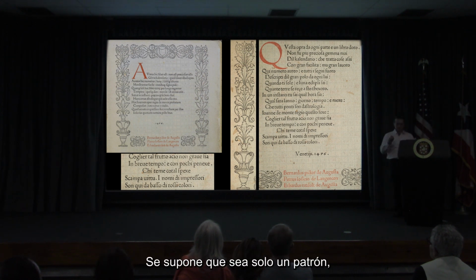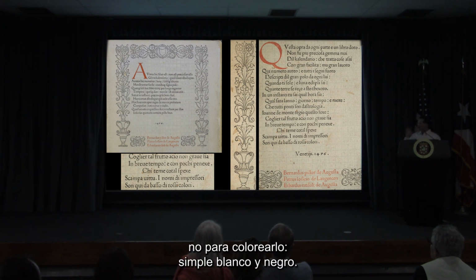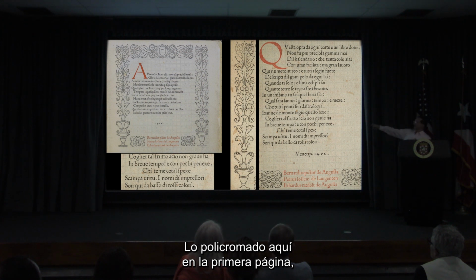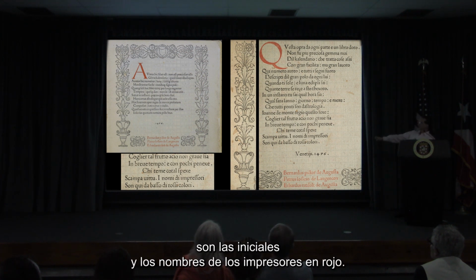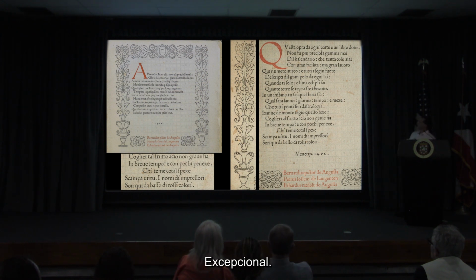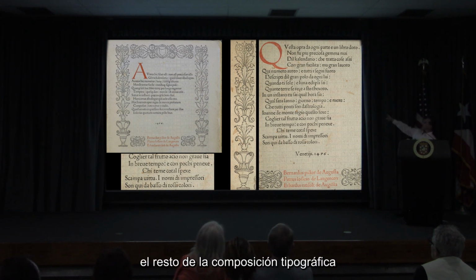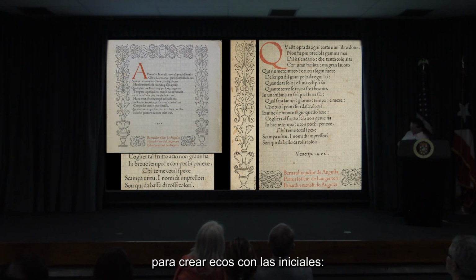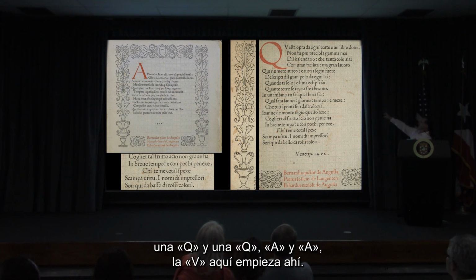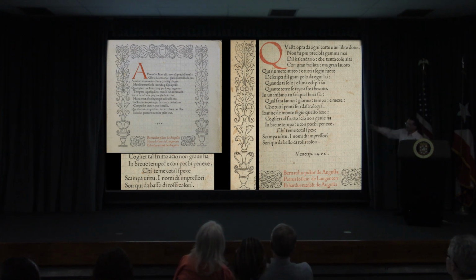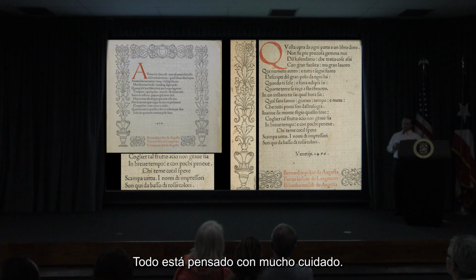Intended to stay just as a pattern, not to be colored. Nice black and white. What is polychrome here on the first page are the initials and the names of the printer in red. Remarkable. What is also remarkable is how neatly the other types were set to, in fact, create echoes with the initials. It is a Q, an A, and an A. The V here starts there, so everything is thought through very carefully.